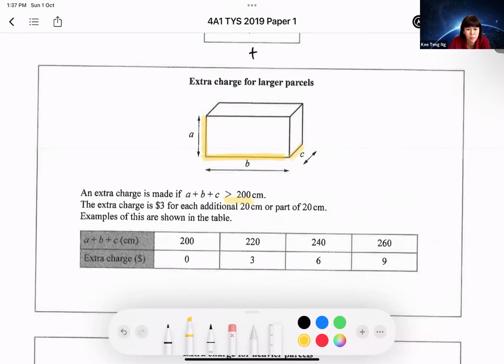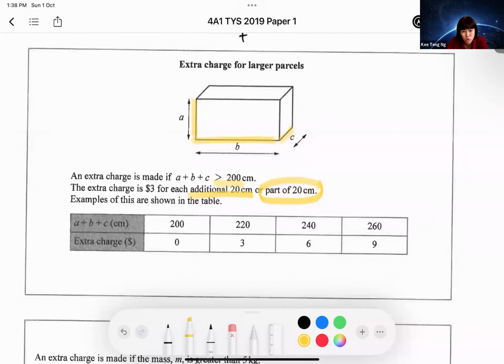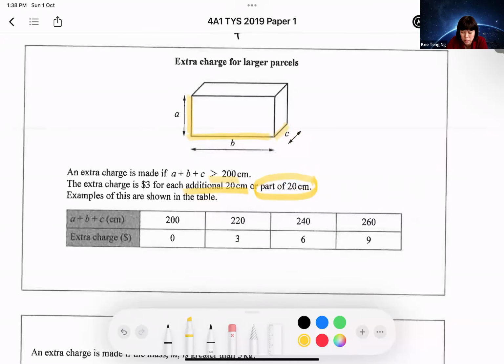If it's bigger than 200, an extra $3 is charged for every additional 20 cm, and part of 20 cm. So even if it is 15 cm, also add another $3. Okay, that's what it's talking about. So in this case, you notice 200 and another 20 cm will be $3. Then 240, even if this is a part, another 20 cm, is still $3. And now another 20 cm is another $3. So this is what the table means. Every additional 20 cm or part of 20 cm is $3.